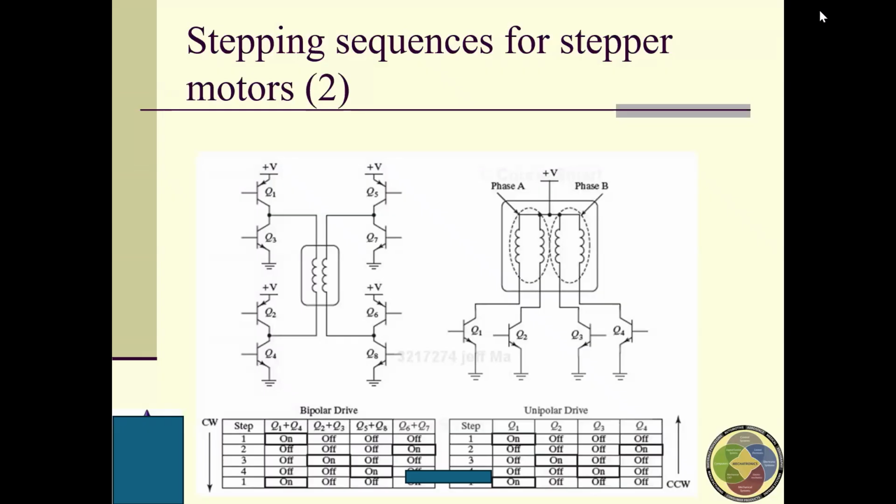If we follow this sequence, we will have clockwise rotation. However, if we go from bottom to left, we'll have counterclockwise. The same thing for this one. So this is actually how people control the step motor. So this is the energizing sequence for wave drive.